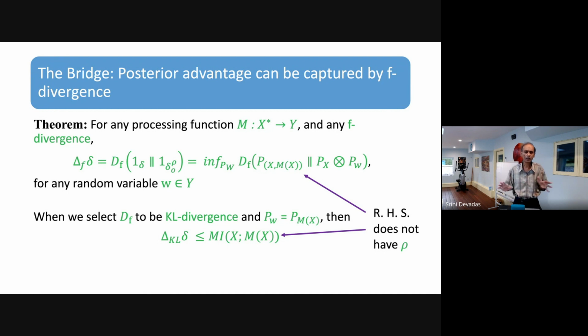So what you want to take away from the slide is simply that mutual information can bound the posterior advantage. That's it. If you can shrink down mutual information, you are shrinking the posterior advantage in exactly the way that you see here on this slide.